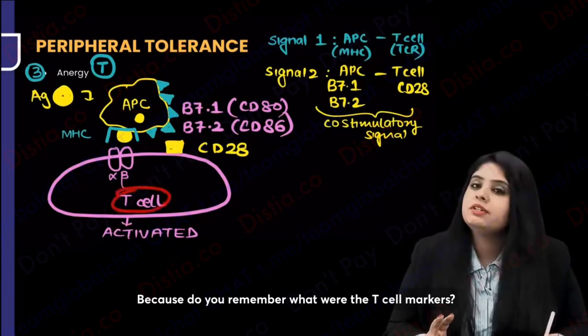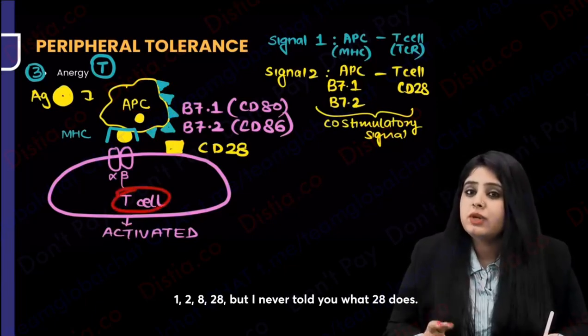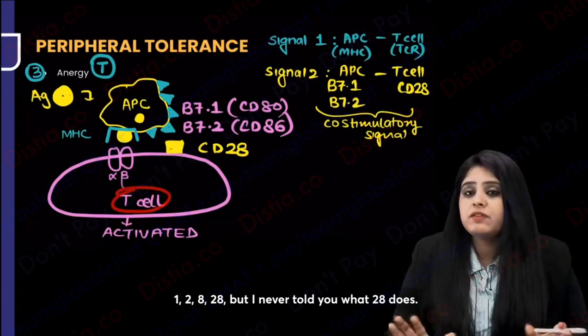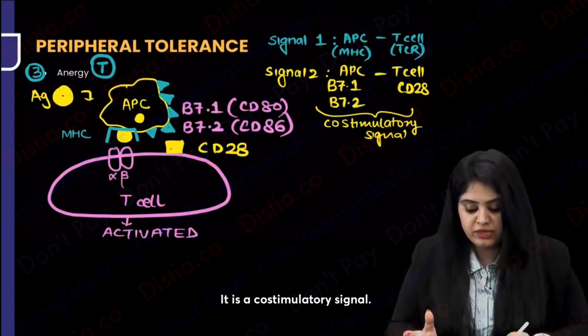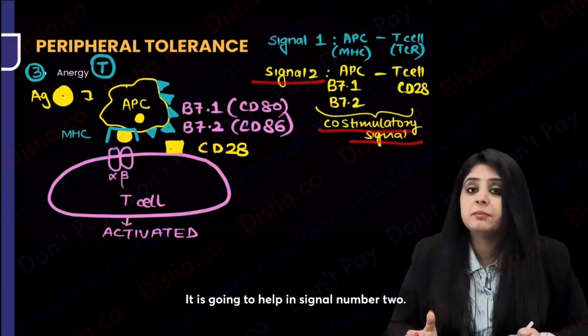Because do you remember what the T cell markers were? CD4, CD8, CD28, but I never told you what CD28 does. Now I'm telling you what CD28 does. It is a co-stimulatory signal. It is going to help in signal number 2.